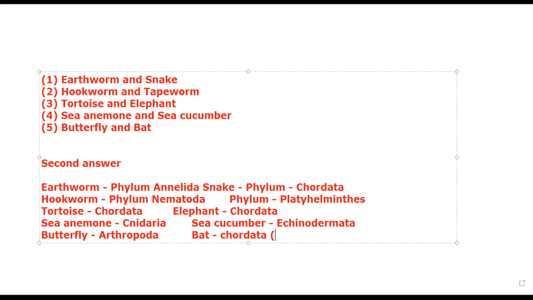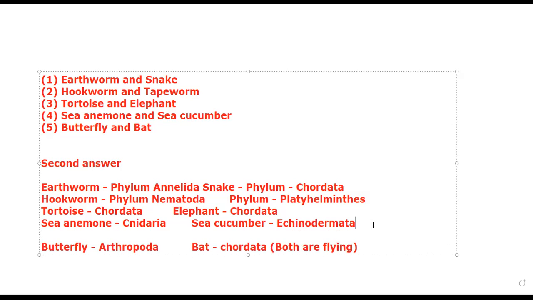On what basis would they have done that? Now there are so many animals there. Why have they selected a butterfly and bat? There should be a reason, no? Artificial classification. So both are flying, correct? Understood? Yes, sir. Both are flying.